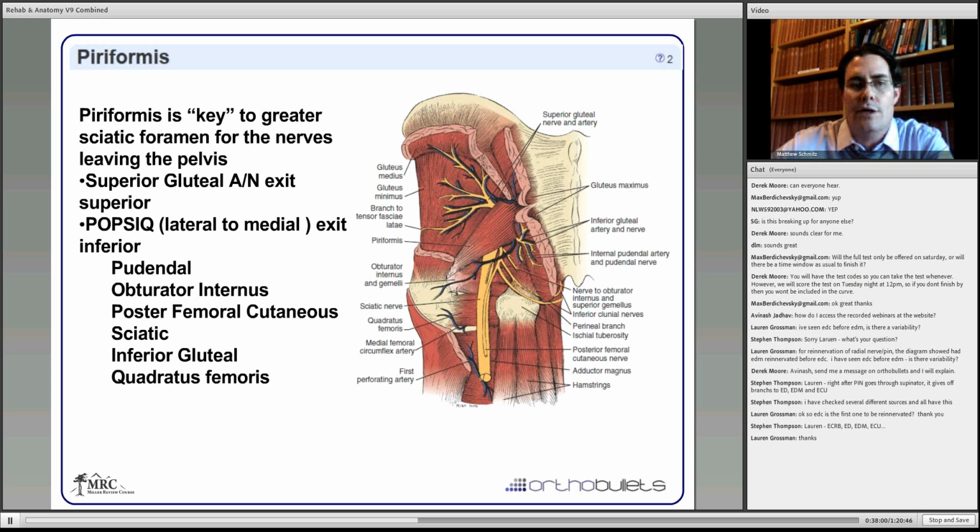So remember, we're talking about the greater sciatic foramen. The superior gluteal artery and nerve leave superior to your piriformis, which is shown here. Again, it's a very recognizable structure when you're in this region of the body, whereas most everything else leaves inferior to that.